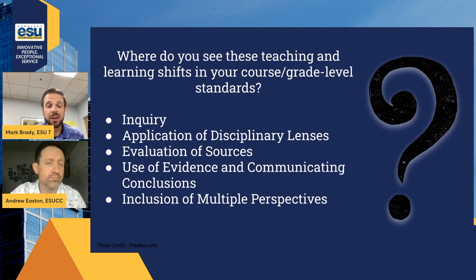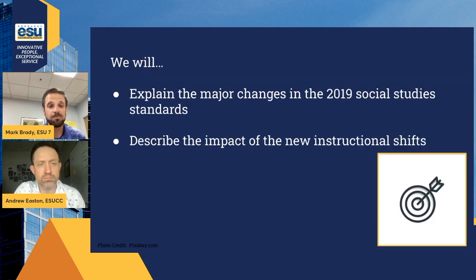So what I'd like for you to do now, you have access to the Social Studies Standards document. I'd like for you to go back to your grade level standards and see where these shifts show up in your grade level. Where do you see pieces of inquiry? Where do you see students thinking through these disciplinary lenses, evaluating sources, maybe communicating conclusions and supporting those? Where do you see those show up in your grade level standards? And these shifts are K-12 shifts. So regardless of whether you teach kindergarten or high school seniors, you're going to see these pieces show up in our state social studies standards.